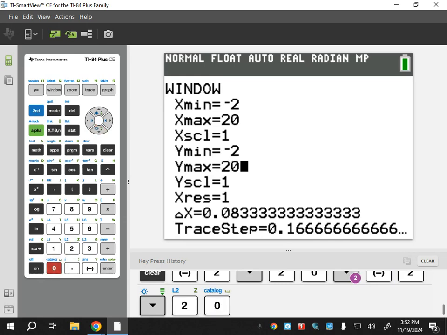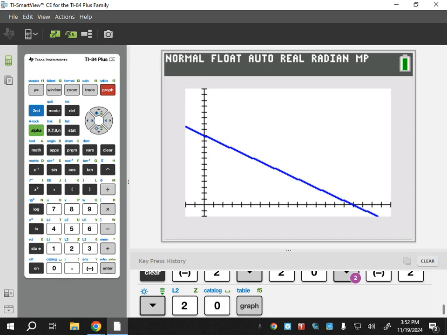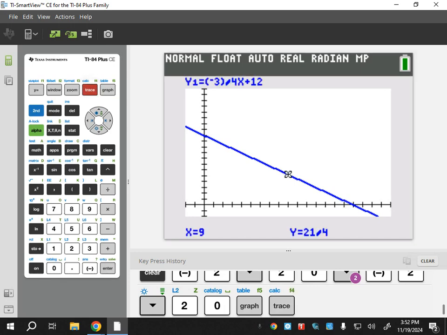Now here, to get the picture of our window, I am not going back to zoom. I have to go directly to graph. And there we are. There's our picture. Now we can see our y-intercept. We can see our x-intercept. If I click trace and I push 0 for our x, we can calculate our y-intercept for us. All right. So to get out of here, out of our window, we're just going to push second mode to quit.